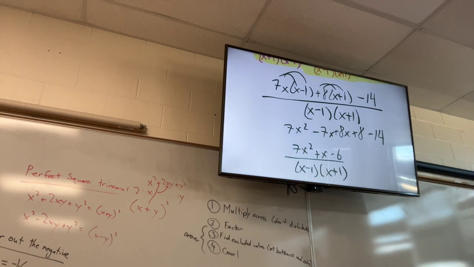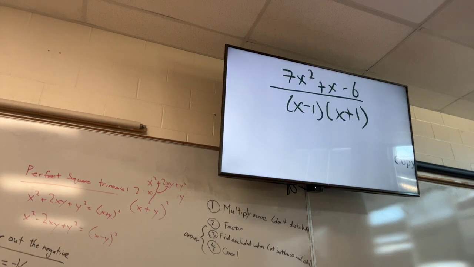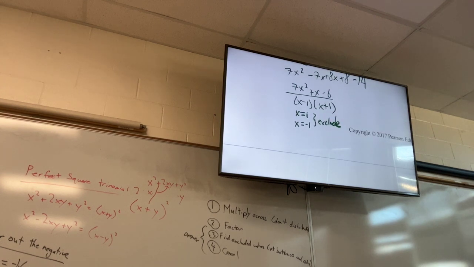Okay. We know what our excluded values are going to be. What's that going to be? Yeah, it's going to be excluded. And then let's see, can that top be factored? It can be. Woo! So what is the top factored to? Set up our shell. Signs are a plus and a minus. At least the first number's prime. That'd be what? Trial and check.